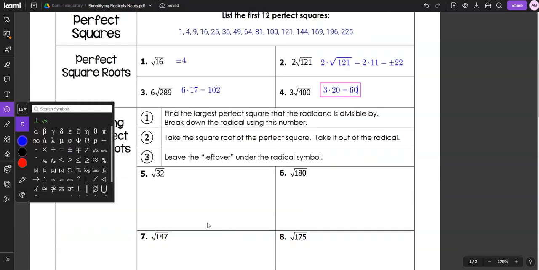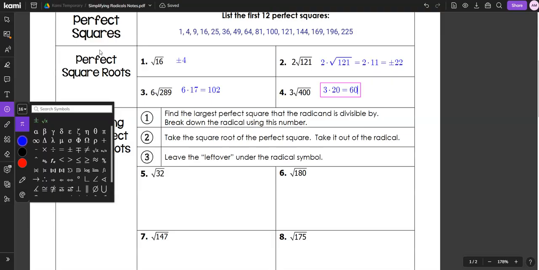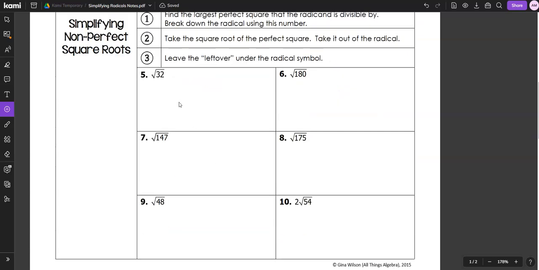So how do we do this if the square root is not perfect? Because if you look here, we have the square root of 32. When we take the square root of 32, we get 5.6568542... and so on. And that's because non-perfect squares are what we call irrational. Their decimals will never end. So what we're going to do is break down these radicals in order to make them easier to work with.